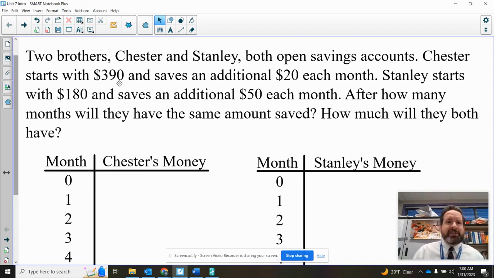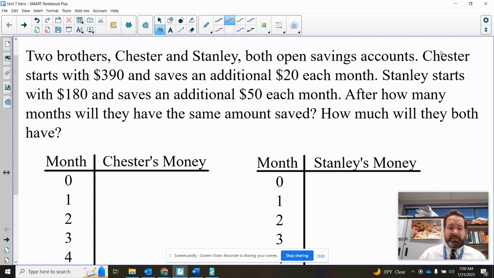So what do we know about Chester? It tells us that to start, Chester starts with $390. So at month 0, that's the very beginning of the saving process, Chester has $390 in the bank. And each month, Chester is going to save an additional $20.